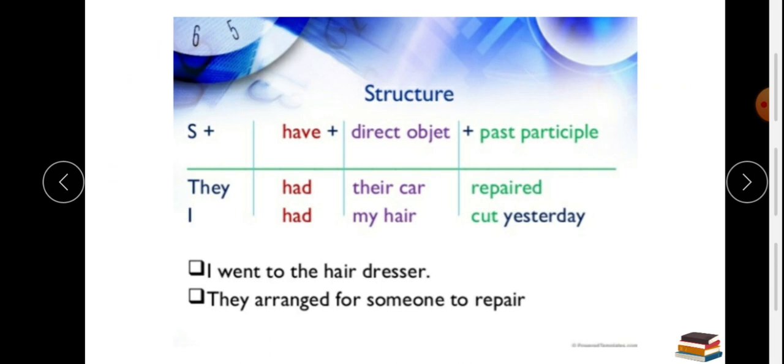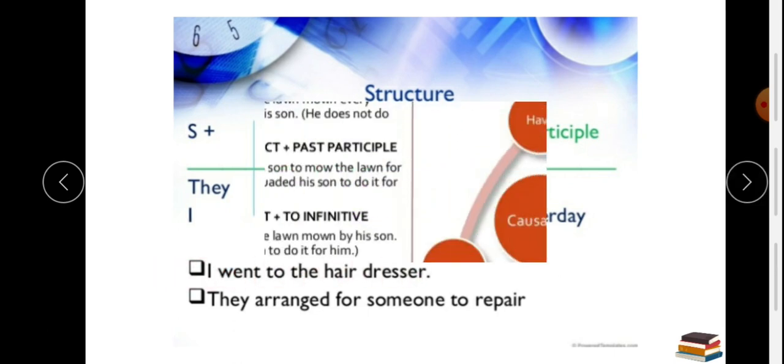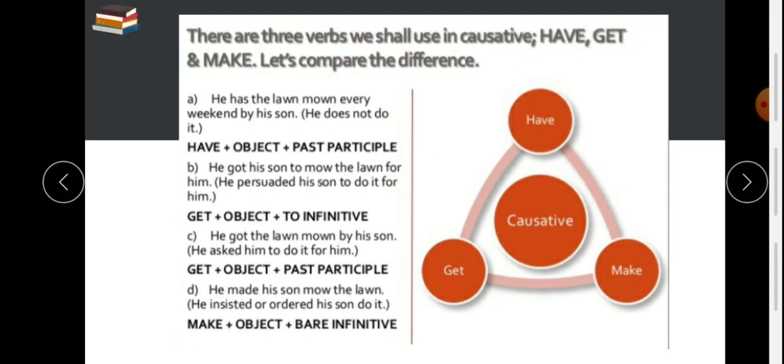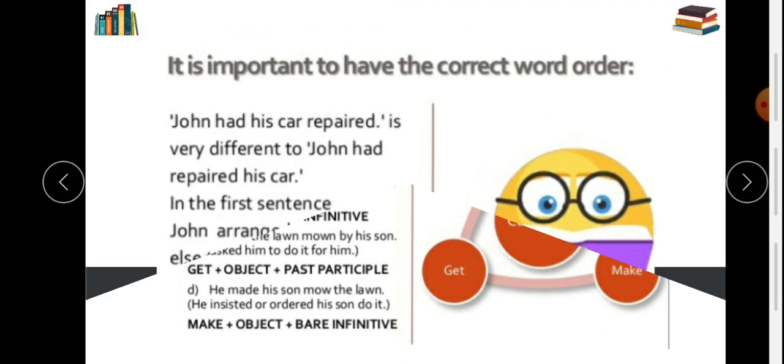For example, number one is the structure. When we talk about the structure, we have the subject, the verb have, get, make, or let, the direct object if we are talking about the passive causative, remember, passive causative, and finally the past participle. Here you have these two examples. When we use the causative structure, we have these three verbs that are very common: have, get, and make.